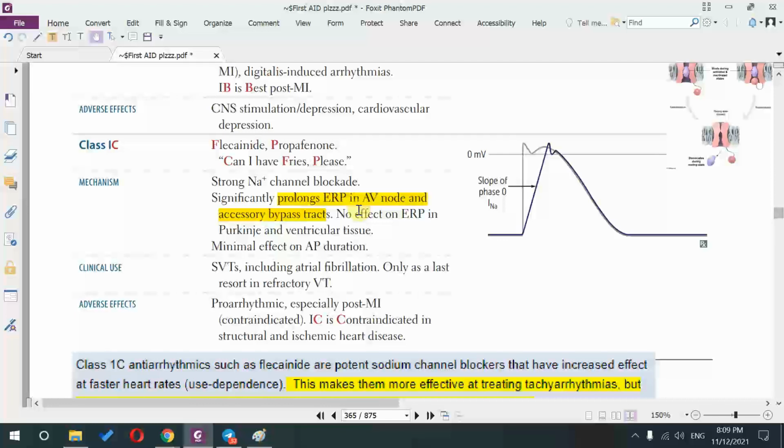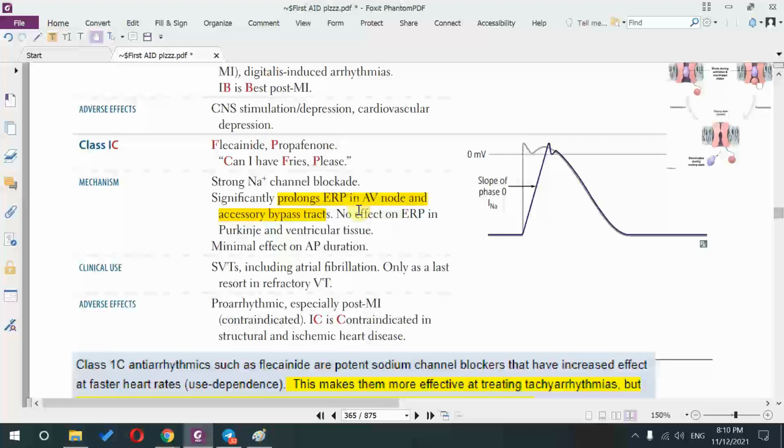Well, what is the accessory bypass tract? Can someone give me an example on that? Good. So no effect on the ERP in case of Purkinje and ventricular tissue. So it mainly acts in the atria, not the ventricles. Okay, it acts on the atria.